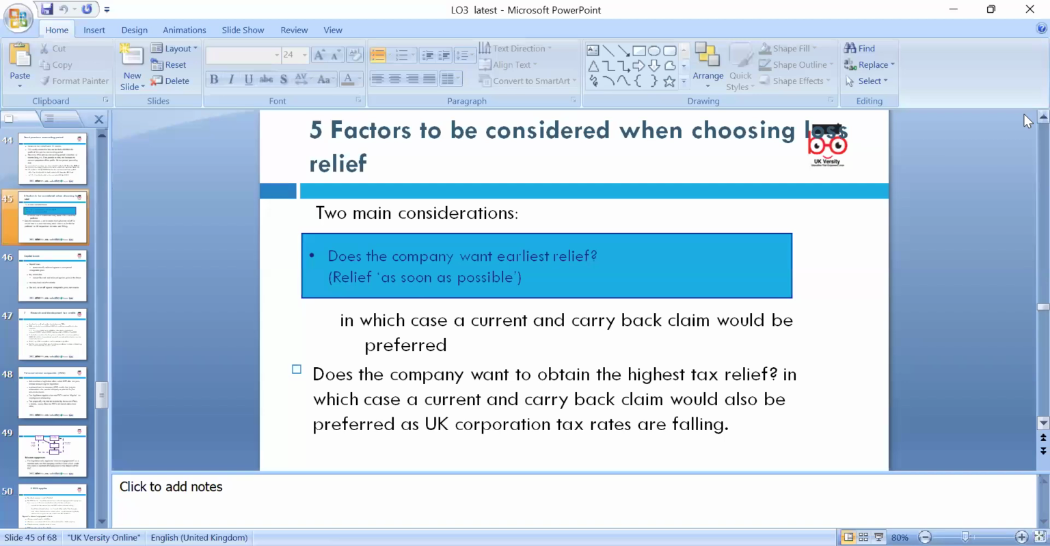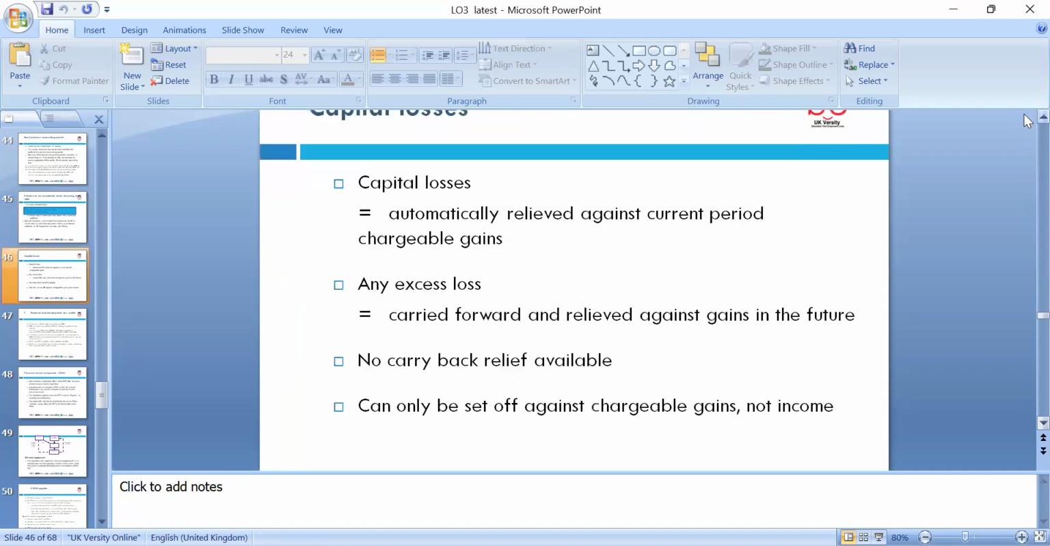Five factors are to be considered. Does the company want relief as early as possible? In the case of a current year or carry back claim, it would be preferred. Or does the company want to obtain the highest tax relief, in which case the carry forward or carry back claims, we can prefer if the UK tax rate is falling.